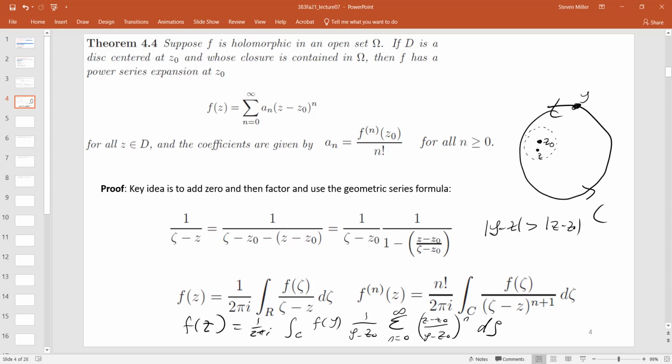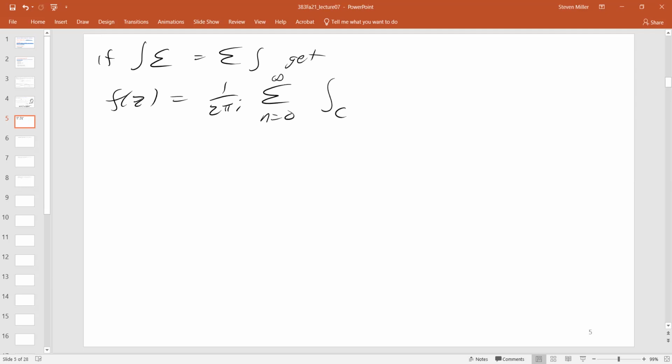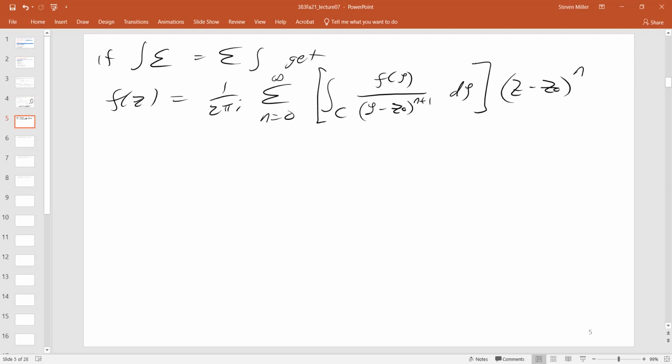And so if the integral of the sum is the sum of the integral, we get f of z is 1 over 2 pi i, the sum n goes from 0 to infinity, the integral over c, f of zeta over zeta minus z naught to the n plus 1 power, d zeta. And then we have z minus z naught to the n. And that's essentially the series expansion we need.